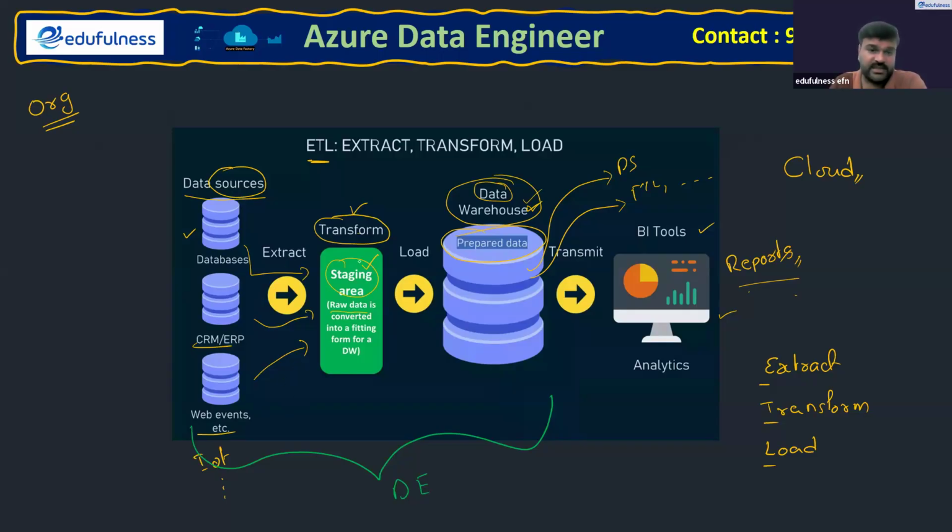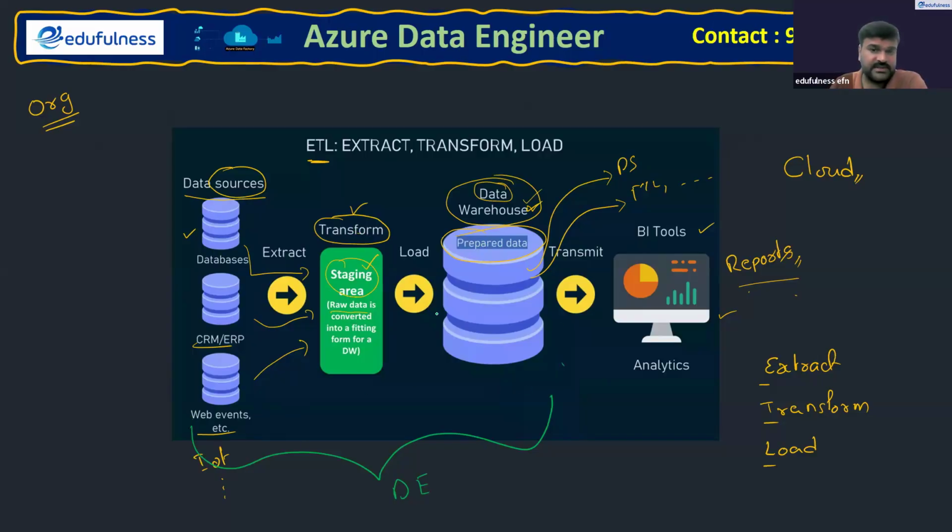Then once it comes here, multiple things are there too. You are going to transform the data. That transformed data is loaded into a warehouse. Then that might be feeding multiple other things. So the data engineer's duty is from source to sink. In between, all these things he has to perform.